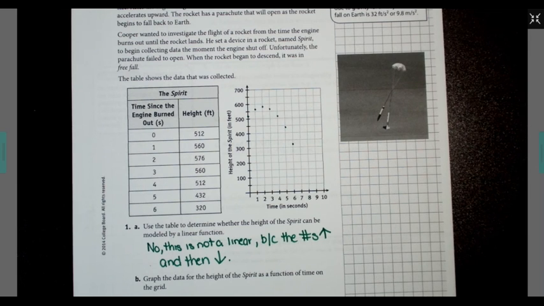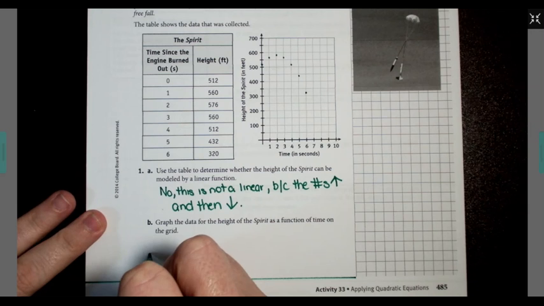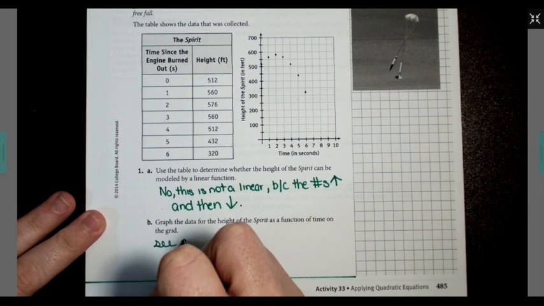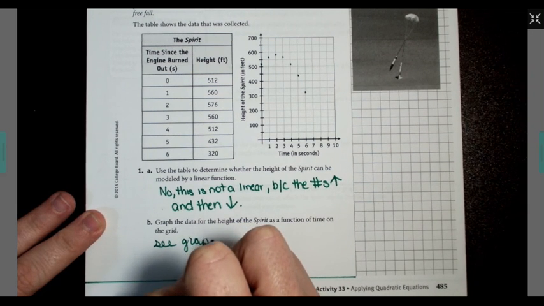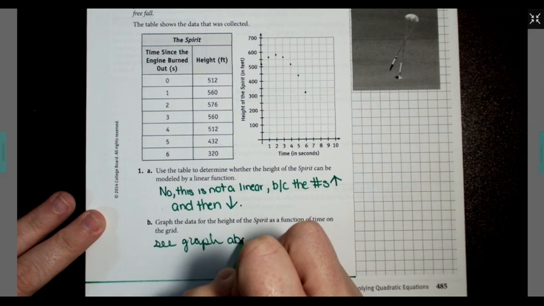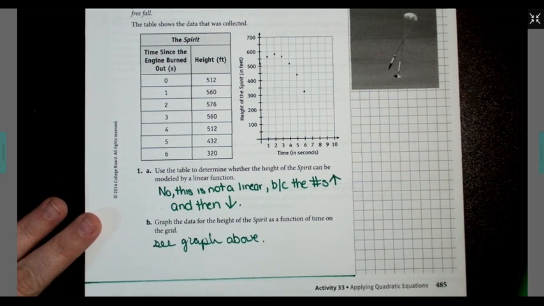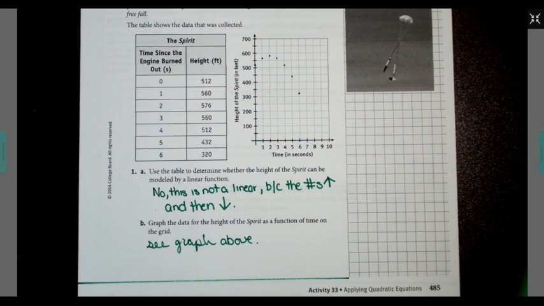So again, I've plotted the dots, and I'm just going to say see graph above. On the next slide, you're going to see a debriefing question. Please answer your debriefing question, and then we'll move on to question 2.